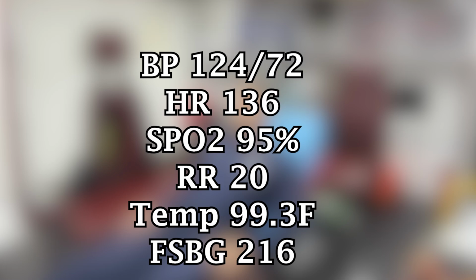The new vital signs are as follows. Their new blood pressure is 124/72. Their heart rate is at 136 beats per minute. Their SpO2 is at 95%. Their respiratory rate is at 20. Their temperature is at 99.3 degrees Fahrenheit. And their blood sugar is at 216.